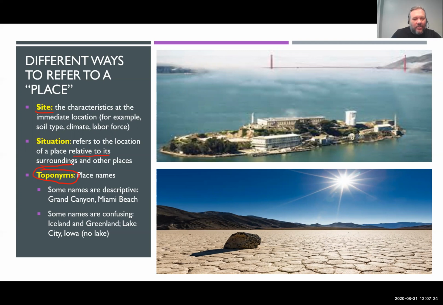Some names are very descriptive of the place, and so you see a place like Grand Canyon. Is that descriptive of the place? Is it a grand canyon? Yeah. If you see something like Miami Beach, is there a beach in Miami? And the answer is yes. Take a look here. This is Death Valley. Is that descriptive of this area? By the looks of it, you get the idea.